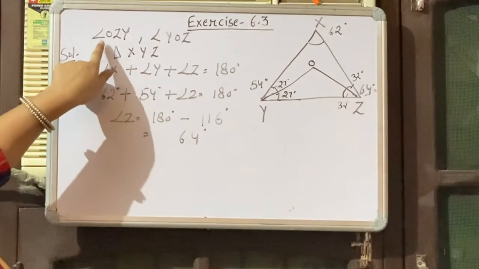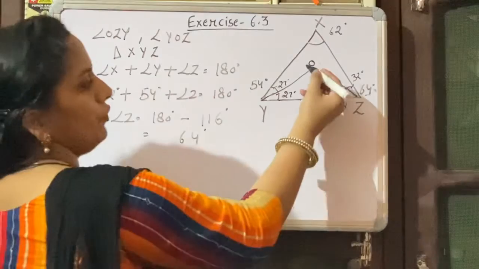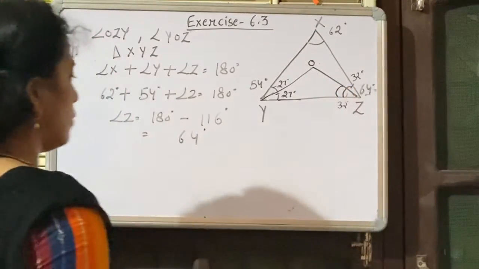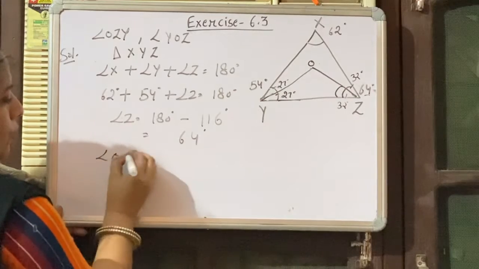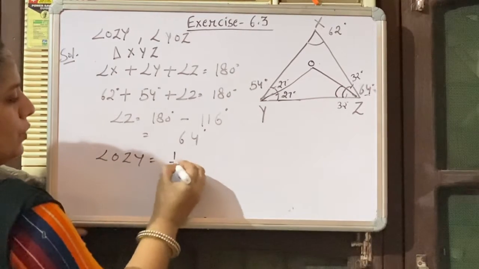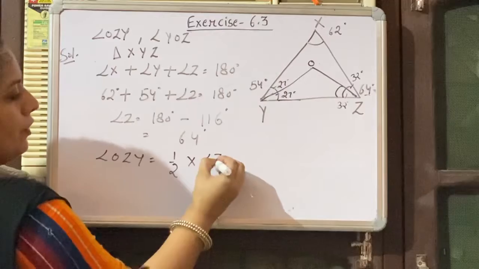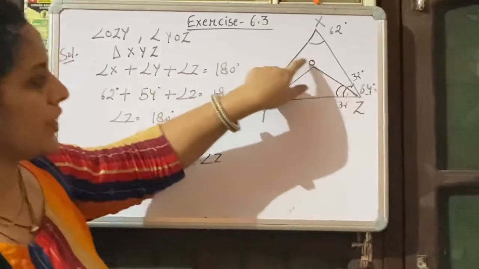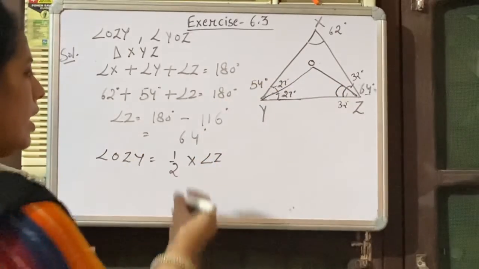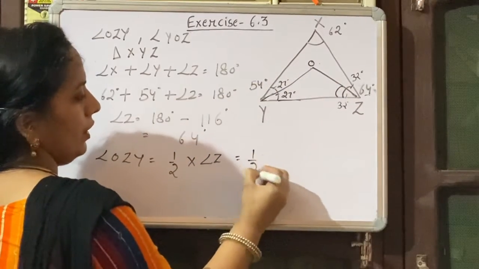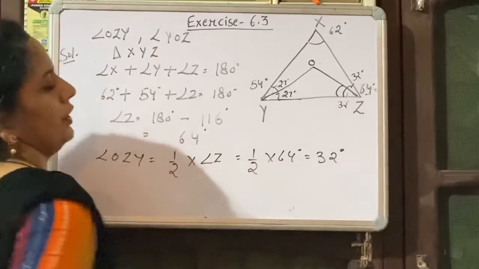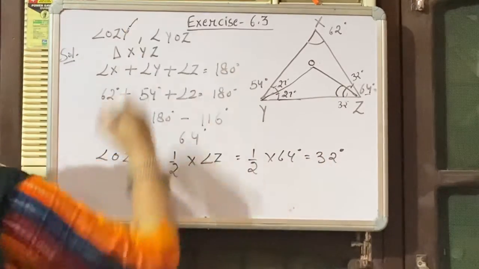First question, OZY. We have to find out value of OZY. That means this angle. So we can write here value of angle OZY is equal to half of complete Z value. This bisector has taken half of the complete Z value. So half of this is equal to half of 64, which is equal to 32 degree. So this is our first answer.